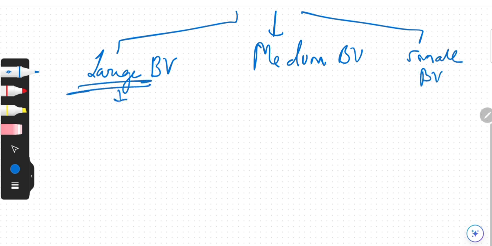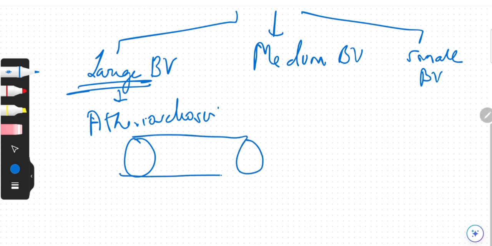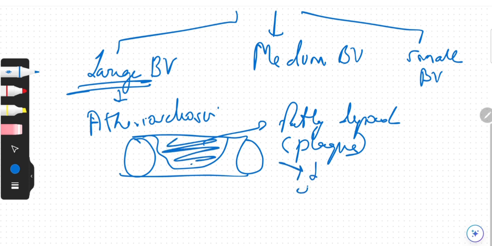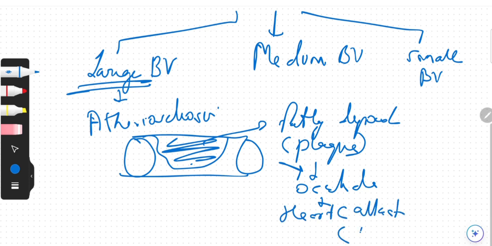In large blood vessels, we are familiar with the term arteriosclerosis. Basically, in the blood vessel, fatty deposition takes place, known as plaque, and it gets formed. Soon they occlude the artery, which leads to a heart attack, the medical term being myocardial infarction.